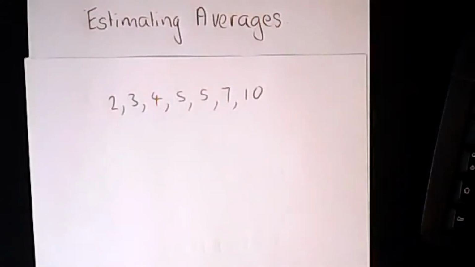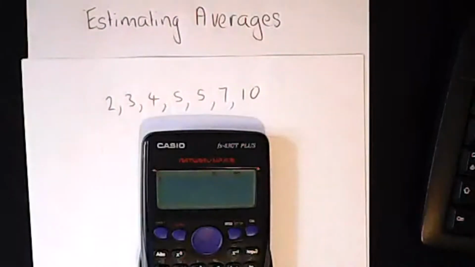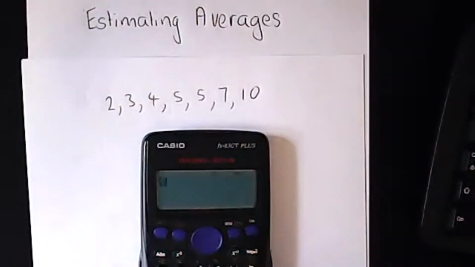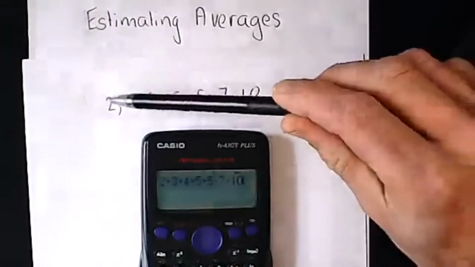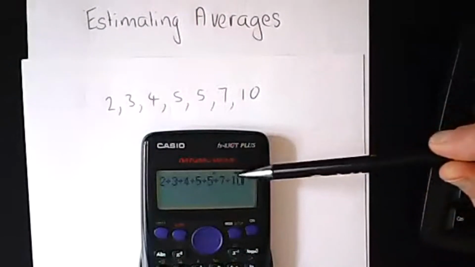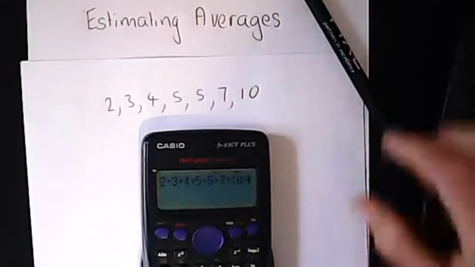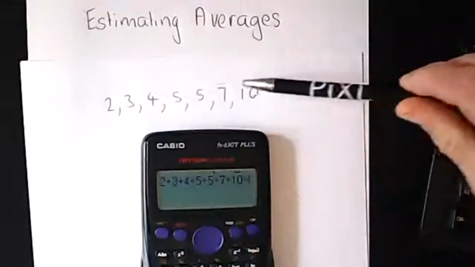Okay, so first we're going to look at the mean. The mean is where we add them all up and divide by the number of numbers. So we've got 2, add 3, add 4, add 5, add 5, add 7, add 10. Just count up the numbers, make sure we've got enough: 1, 2, 3, 4, 5, 6, 7. That's right. So now I would divide by 7.